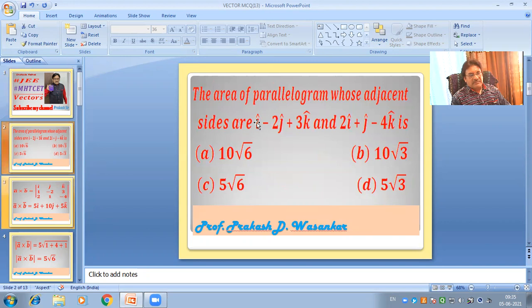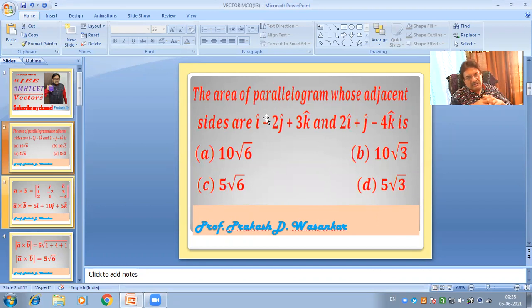First problem: the area of the parallelogram whose adjacent sides are i minus 2j plus 3k and 2i plus j minus 4k is: option A, 10 under root 6; option B, 10 root 3; option C, 5 root 6; option D, 5 root 3. In this problem, we find the area of the parallelogram, and the adjacent sides are given.